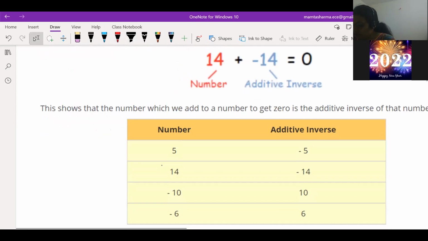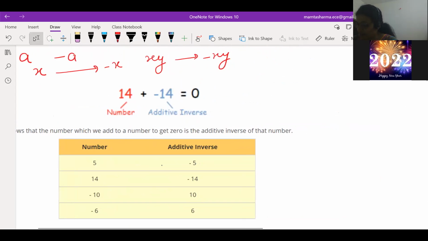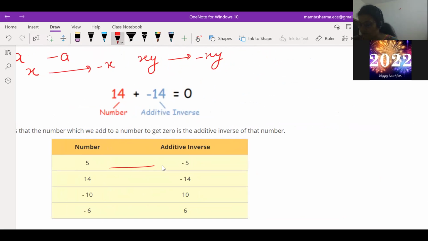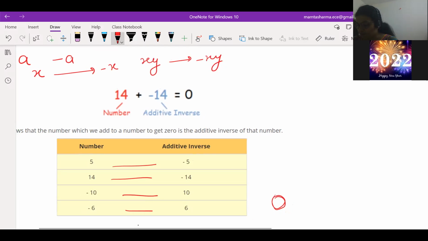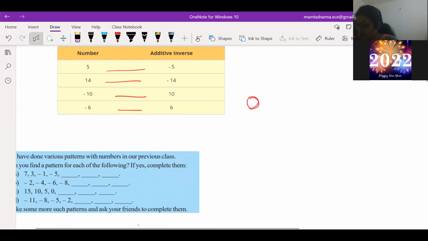Okay. Now, the additive inverse of 5 is minus 5, of 14 is minus 14, of minus 10 is plus 10, of minus 6 is plus 6. What will be the additive inverse of 0? Zero only. The additive inverse of 0 is the same, 0 only.